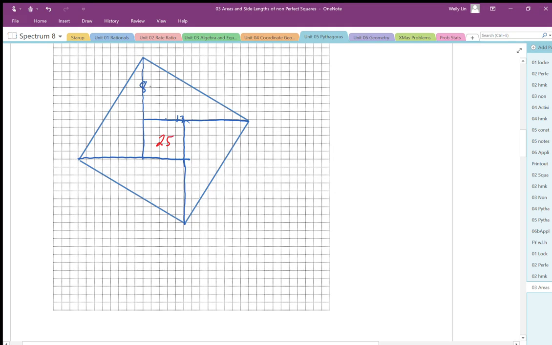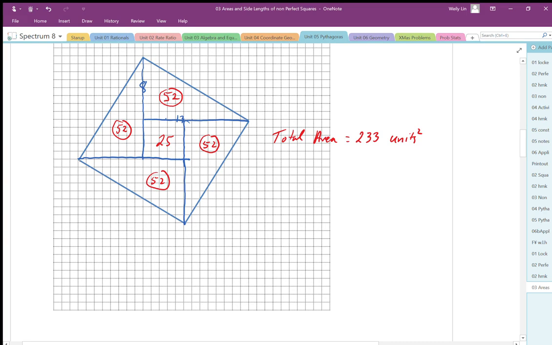And the 8 by 13 is going to give me 8 times 13 divided by 2. Okay, so that's going to give me an area of 52. So each of these triangles is going to give me 52 squares of area. So 52 squares of area in here, 52 squares of area in here. So the total area is equal to 208 plus 25, so 233 units squared. Okay, so that's what we're looking for.